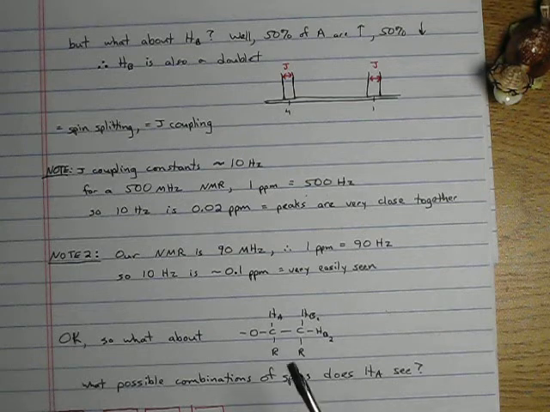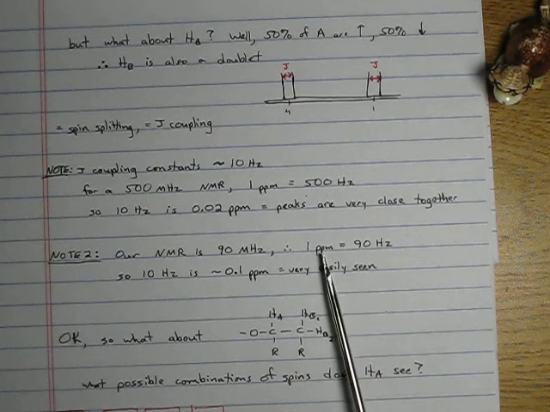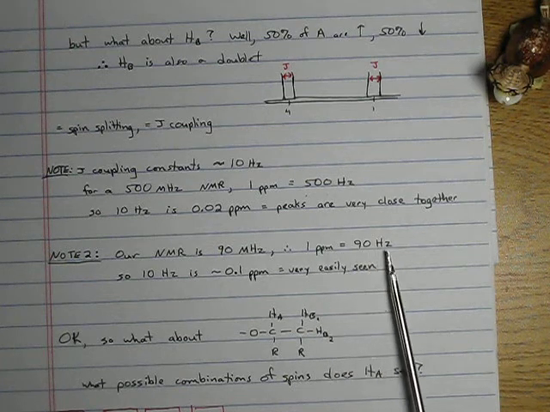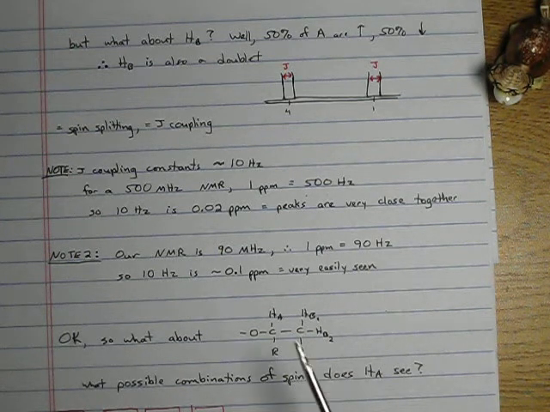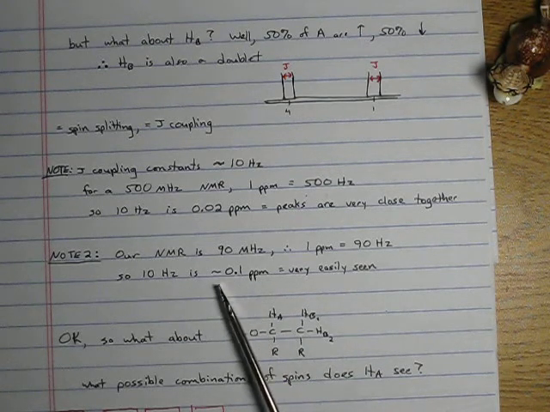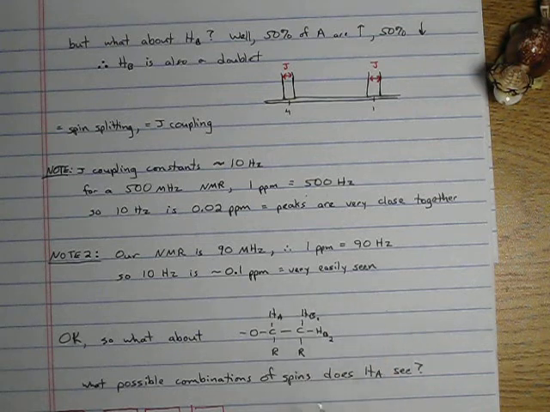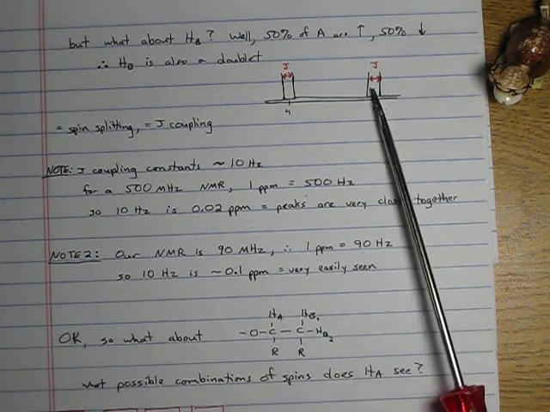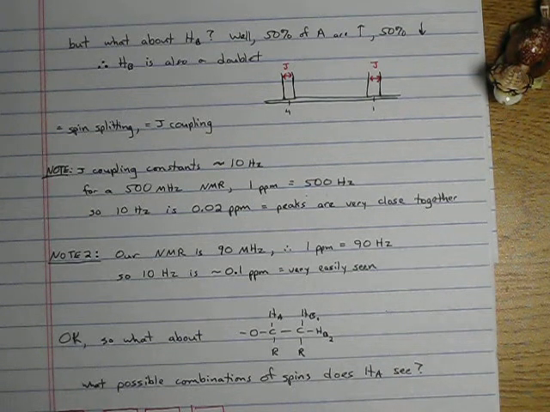Note, our instrument is a 90 megahertz instrument. Doing the same math, that means 1 ppm is 90 hertz. So 10 hertz is roughly 0.1. It's like 0.11 ppm. So yeah, if it's 0.1 ppm, that means on our instrument, these peaks are a little bit further apart. They are much more easily seen, these doublets and these triplets. They are much easier to see on our instrument.